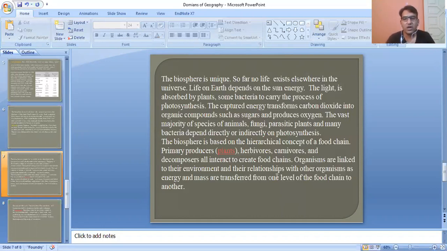So the organisms are linked to the environment and have relationships with other organisms, and energy and mass are transferred from one level of the food chain to another. As I told you before, the energy and the food is being transferred from one level or form to another form.